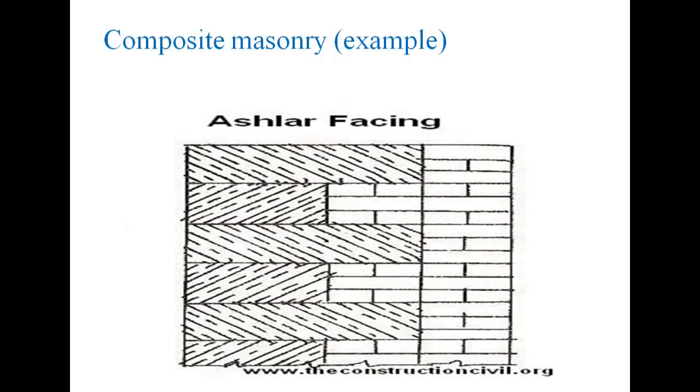The last one is not actually a part of this presentation, but we'll see what composite masonry is. Composite means using two different materials. For example, ashlar facing. Here one side is constructed using brick and the other side is constructed using stone. Two different materials are used. That's why this is called composite masonry.